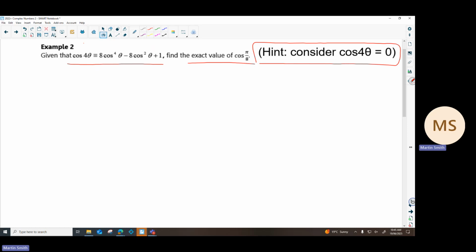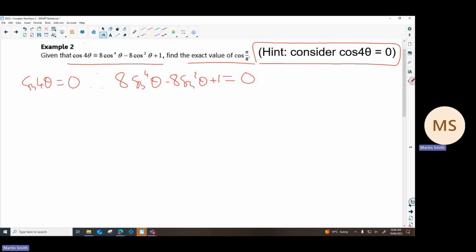I think this question would be very difficult in an exam without giving you that hint. So there's my hint. I'm going to consider the equation cos 4 theta is equal to 0. So using my trig identity, I know that this means that 8 cos to the 4 theta minus 8 cos squared theta plus 1 is equal to 0. And that, my friends, is a disguised quadratic equation. It's a quadratic equation where x is cos squared theta and therefore x squared is cos to the 4 theta.